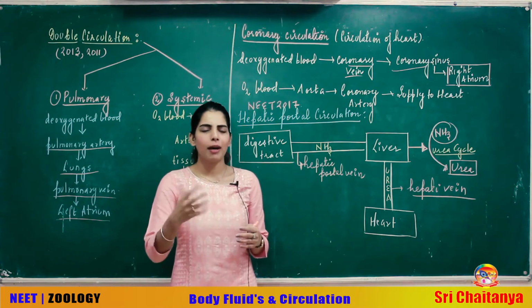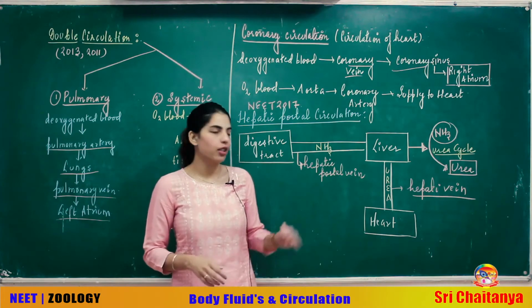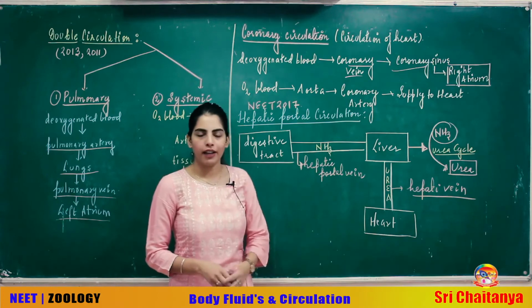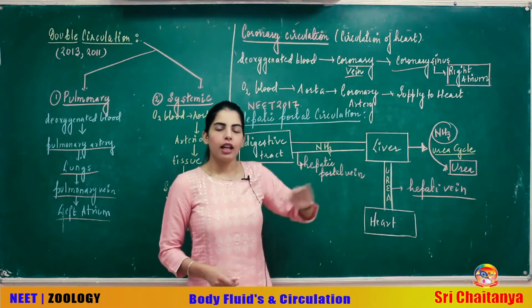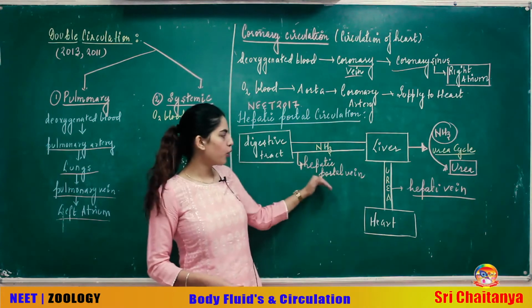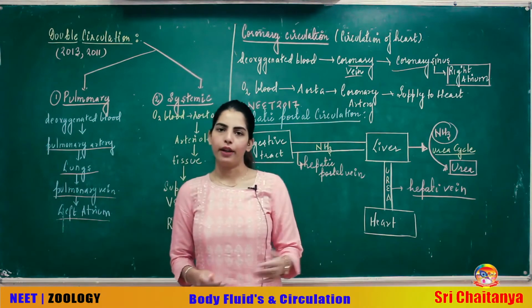That urea or maybe ammonia is present in higher concentration in hepatic portal vein or hepatic vein. So if urea's concentration is asked more, that is in hepatic vein. If ammonia's concentration is asked, that is more in the hepatic portal vein.